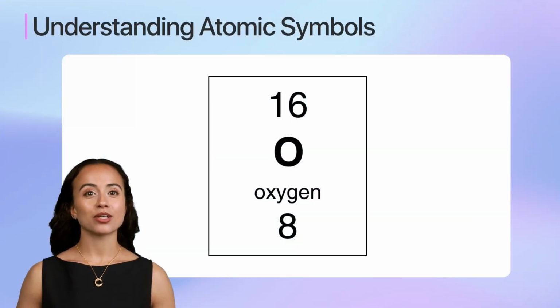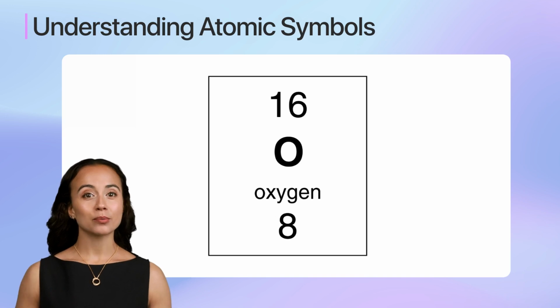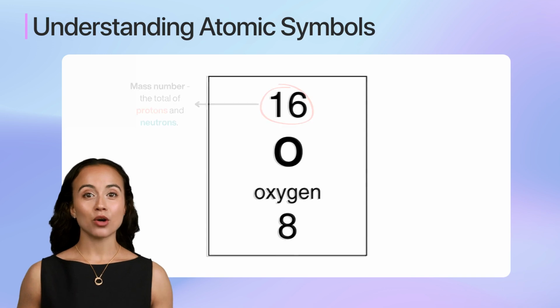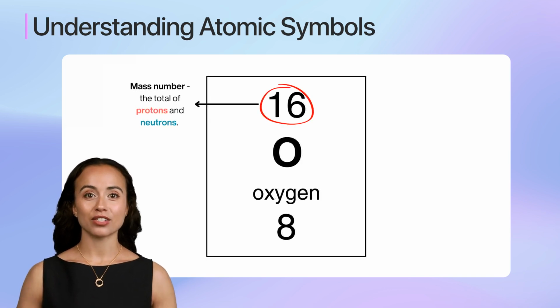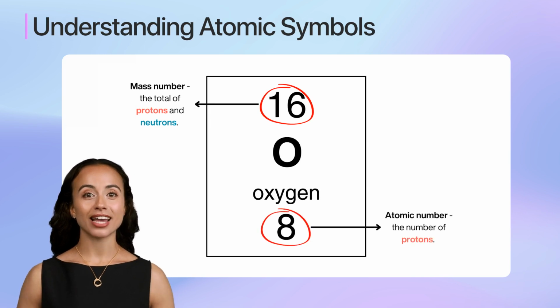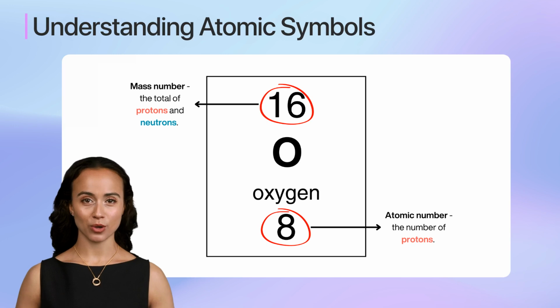Now, let's talk about atomic symbols. You've probably seen these before in the form of an element's chemical symbol with 2 numbers next to it. Here's how to read those numbers. The top number is the mass number, the total of protons and neutrons. The bottom number is the atomic number, the number of protons.